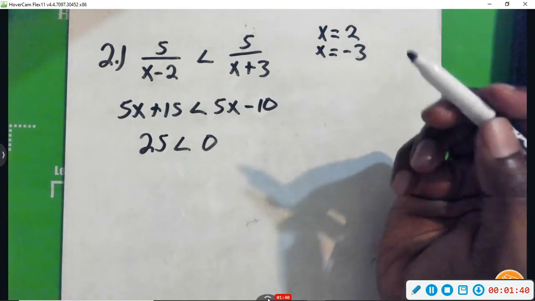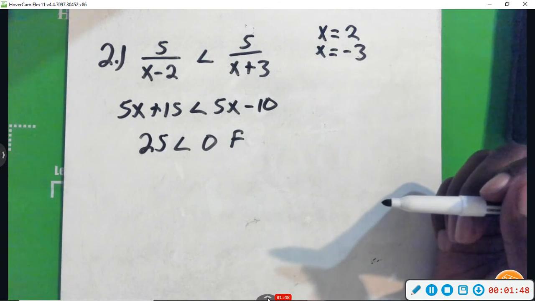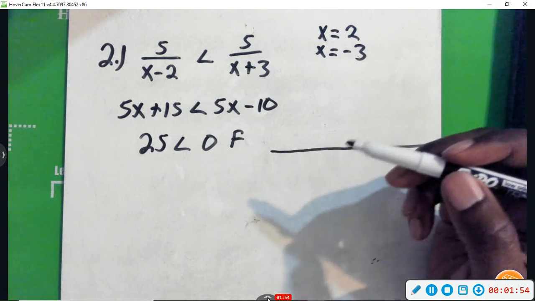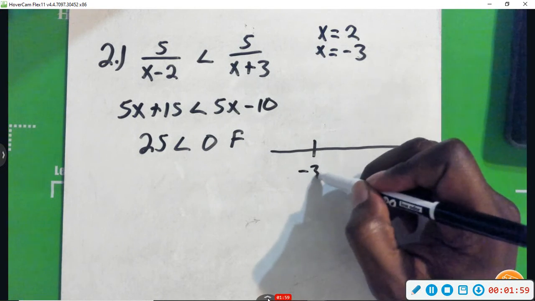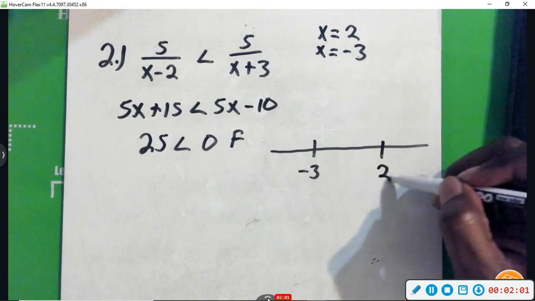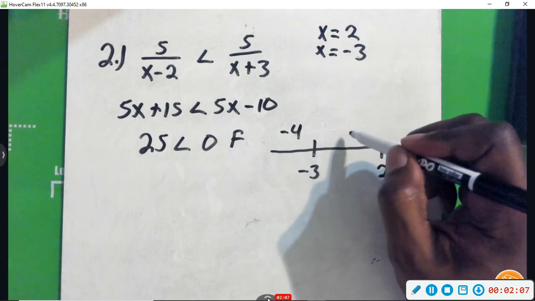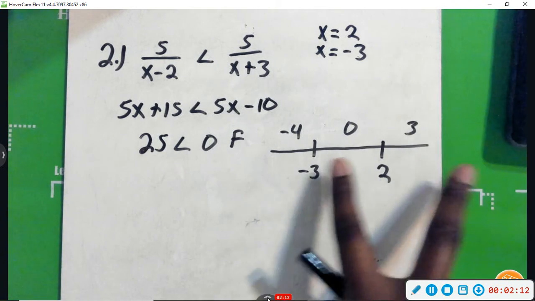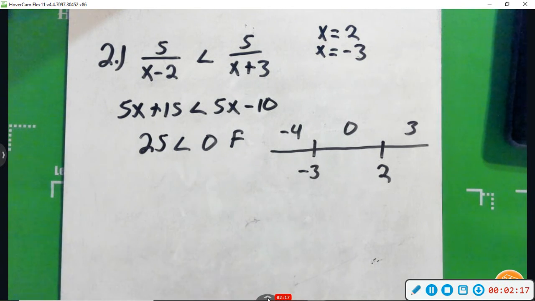So that looks to be false. So it looks like this may have no solution, but let's check anyway with the critical values that we have. So on the number line, if I put -3 first, and then 2 farther to the right, I just need to pick 3 points. So -4, 1 point to the left, and between here 0 will be the easiest, and then 3. And we're going to see which of these numbers makes this true. By the looks of things, it may be no solution, but let's check.